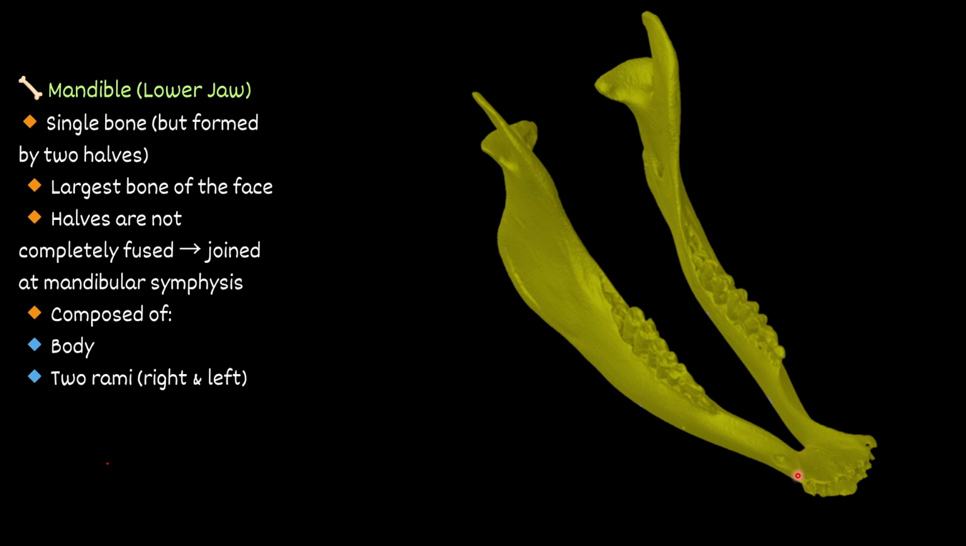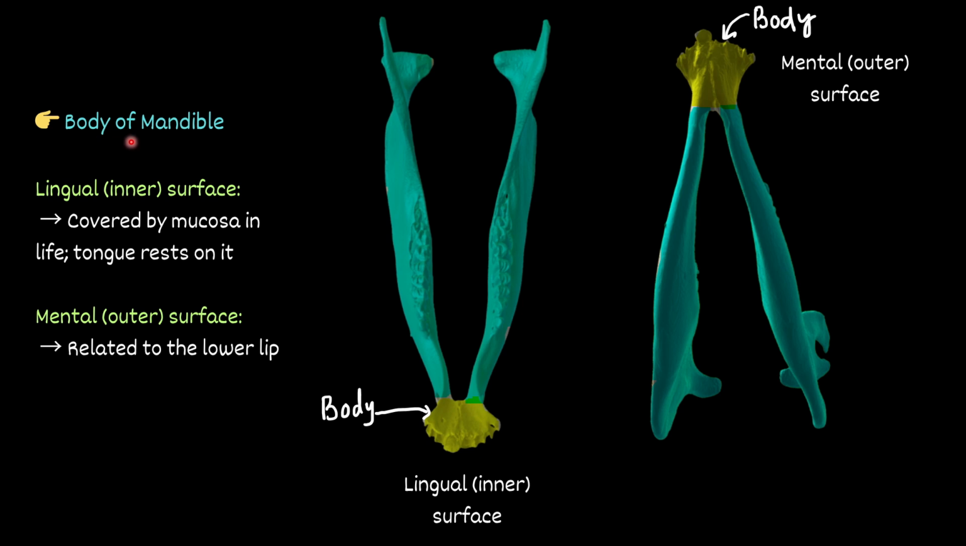This part is called the body of the mandible, and from this two rami arise. This one is the right side ramus, and this is the left side ramus. First, the body of the mandible. You can see, this part is called the body of the mandible.